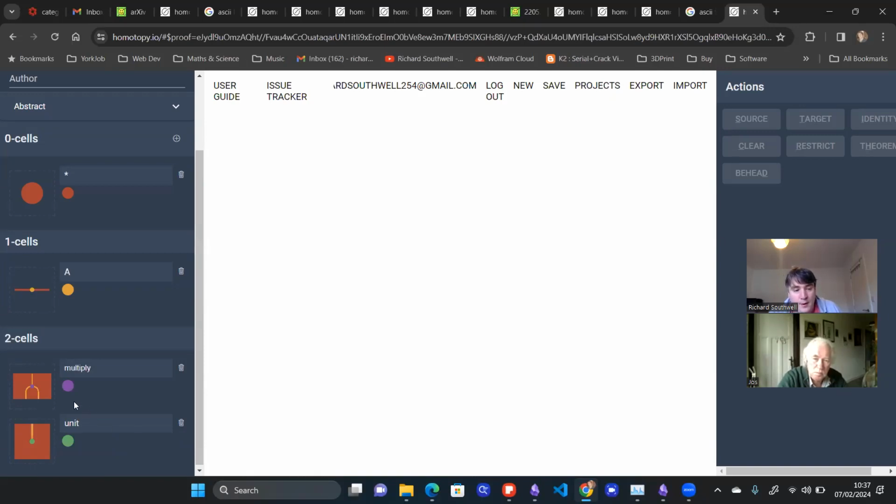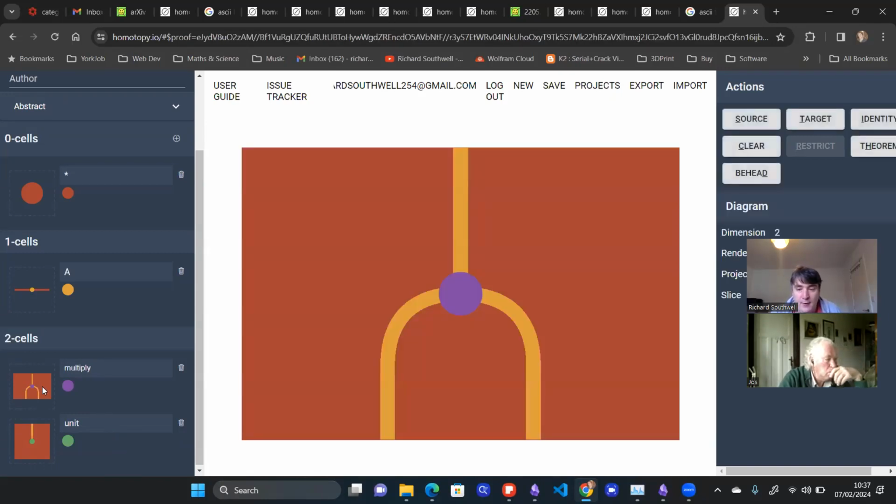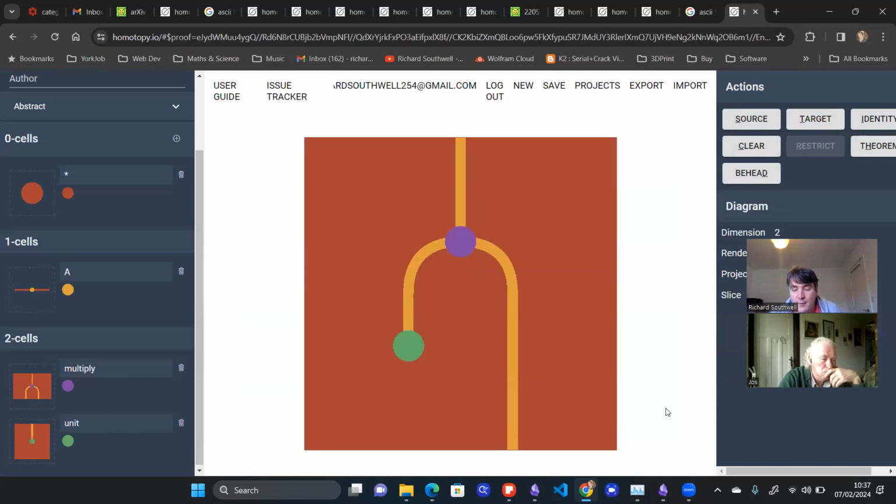And so now what we can do, if we click on multiply, we get this pictogram. And now if we click on the left-hand side, we can compose it with unit or attach the unit. So we can then ask, what does this mean? What's going on here? That is multiply a unit, and that must give some kind of multiplication.